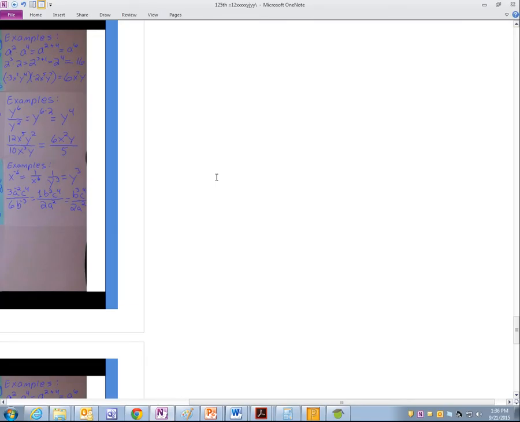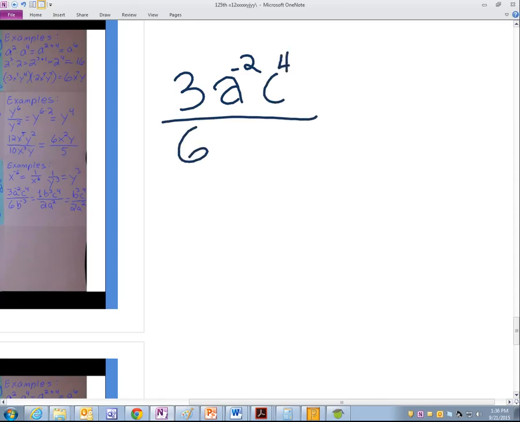So here's what's happening with this one. Wait, how did we get b on the bottom? I promise you, I shall show you. We have 3a to the negative 2 times c to the 4th, over 6b to the negative 3. Now, the law states that any number or variable with a negative exponent is going to be flipped to the other side, and the exponent is now going to be positive.